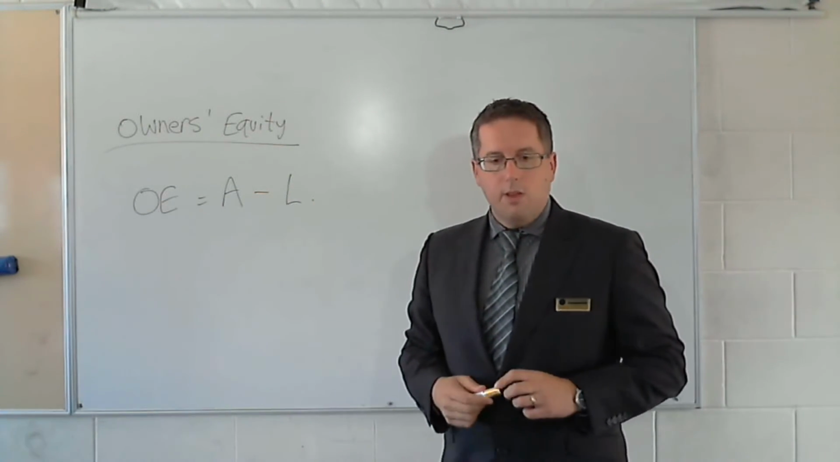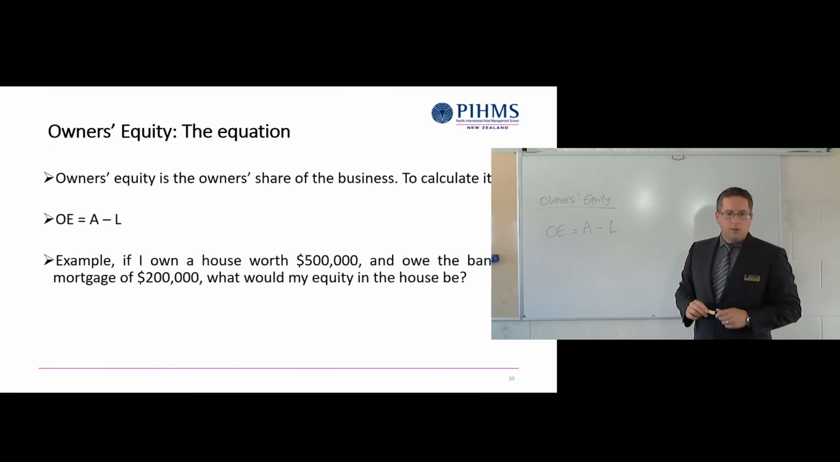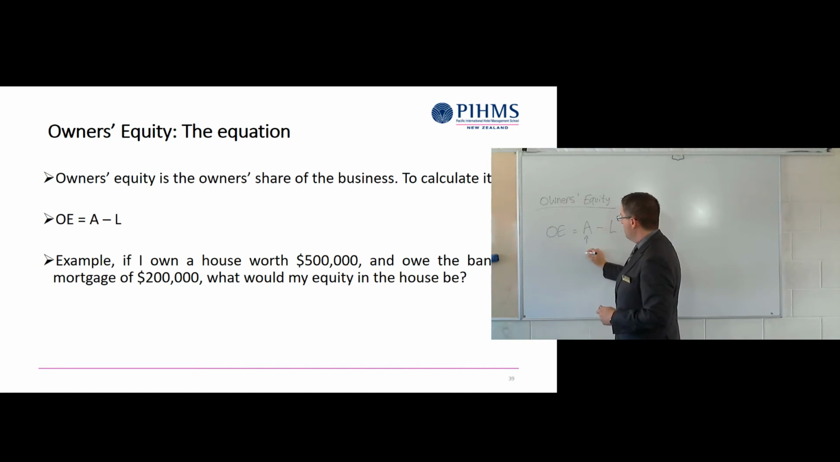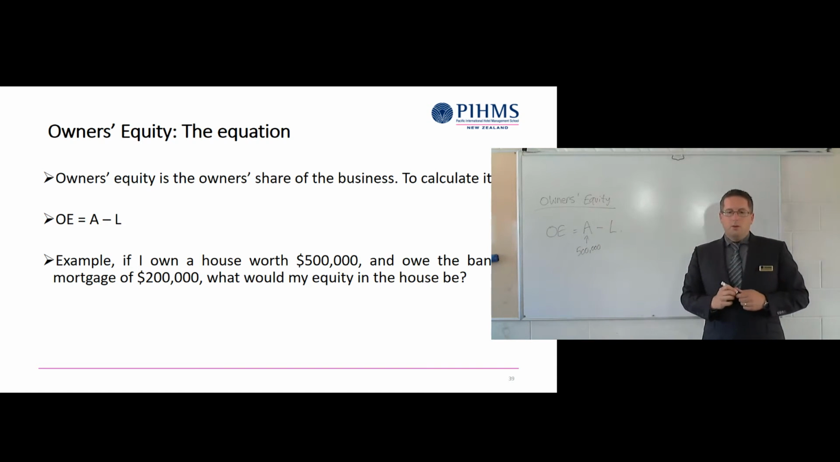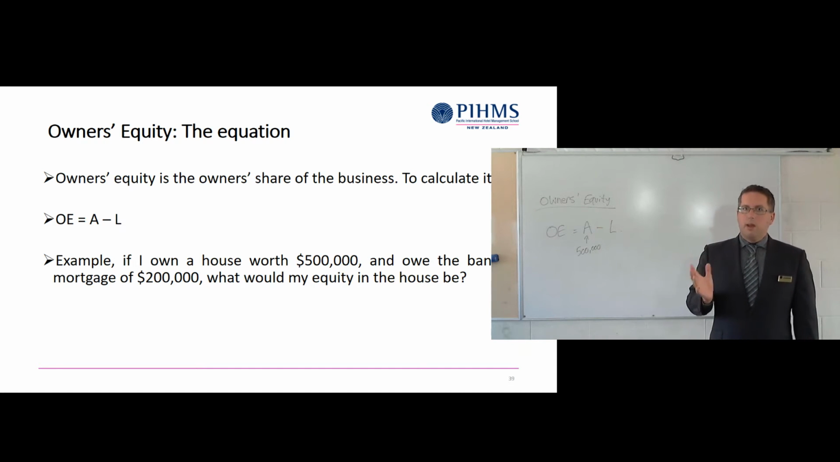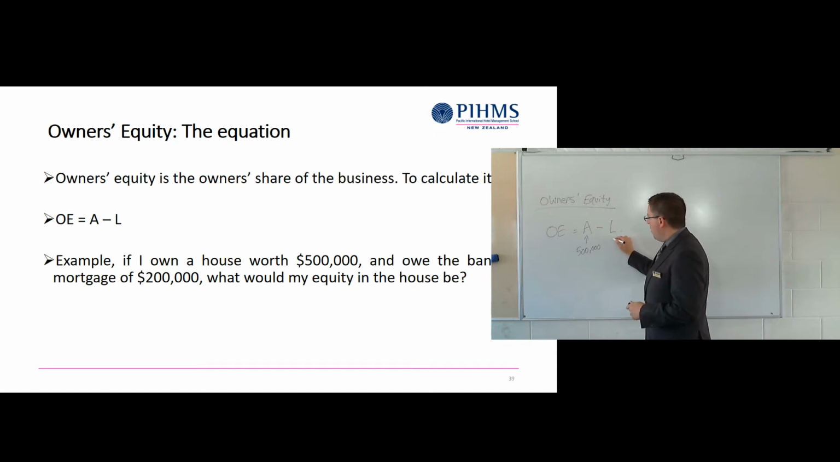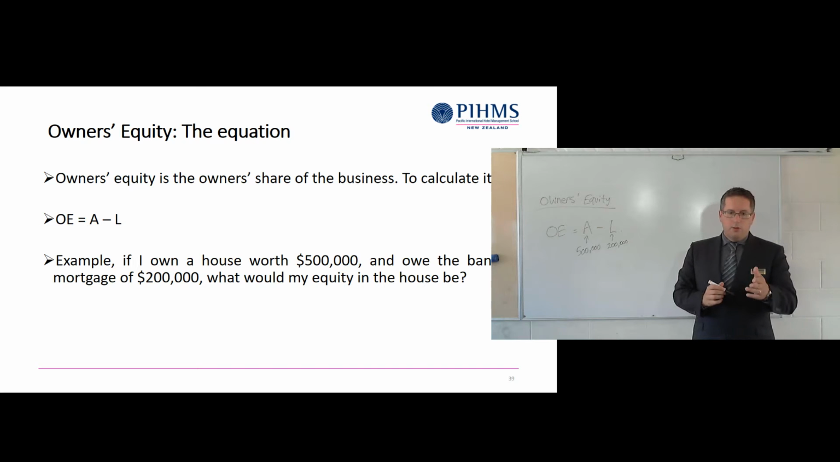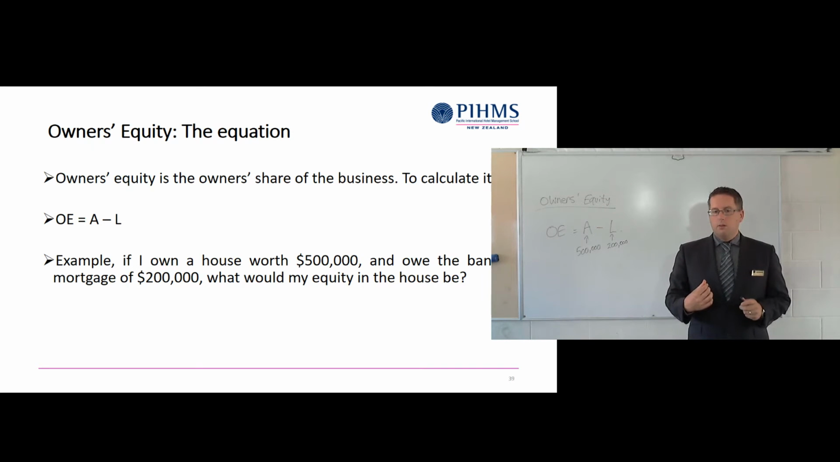So I have this little example here. If I have a house that's worth $500,000, I own that house, that is my asset, $500,000. But I didn't pay all of that money, okay? I needed a bank loan, a mortgage, to be able to buy it. And so the amount that I owe to the bank, well, that's $200,000. So the question on screen is, well, what would my equity of the house be?